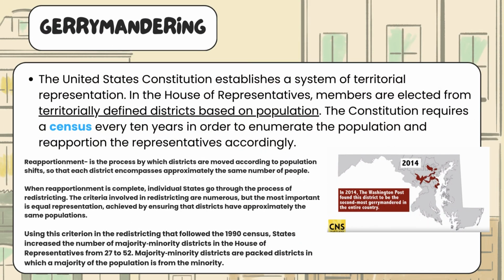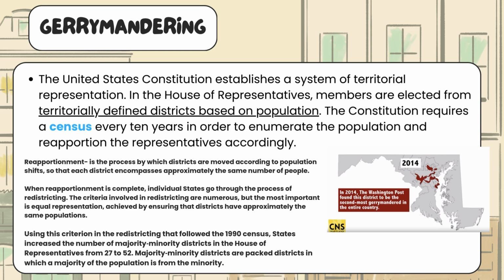The United States Constitution establishes a system of territorial representation. In the House of Representatives, members are elected from territorially defined districts based on population. The Constitution requires a census every 10 years in order to enumerate the population and reapportion the representatives accordingly.